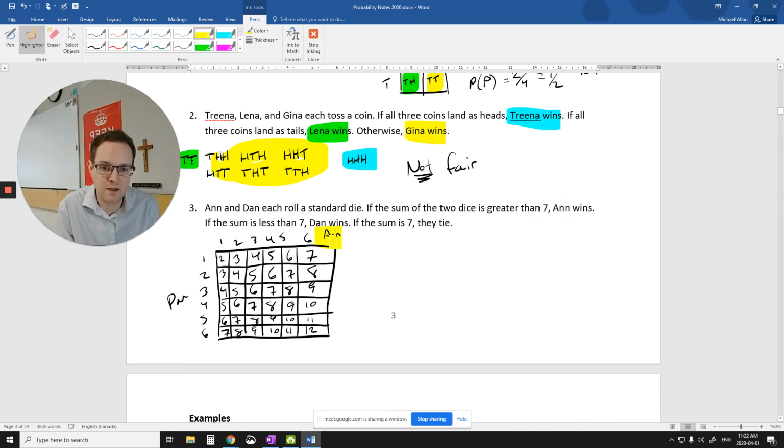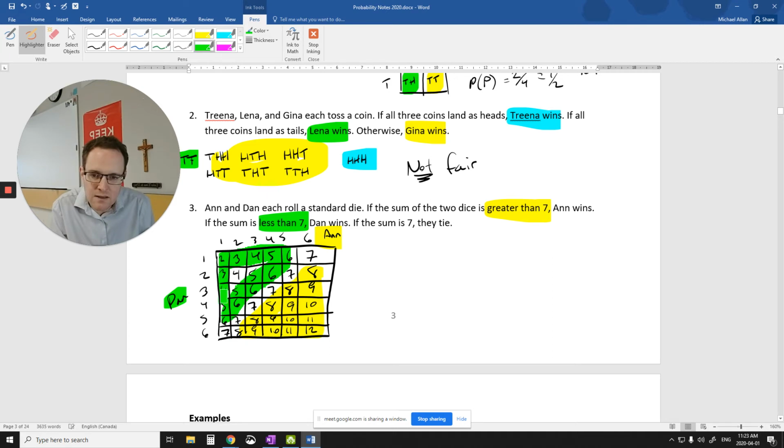Anne wins. So when is Anne going to win? She wins when it's greater than 7. So she's going to win in all of this right here. And Dan's going to win when it's less than 7. So Dan's going to win in that area there. And then nobody wins in the 7s here. So all these 7s here, no one wins in that spot there.